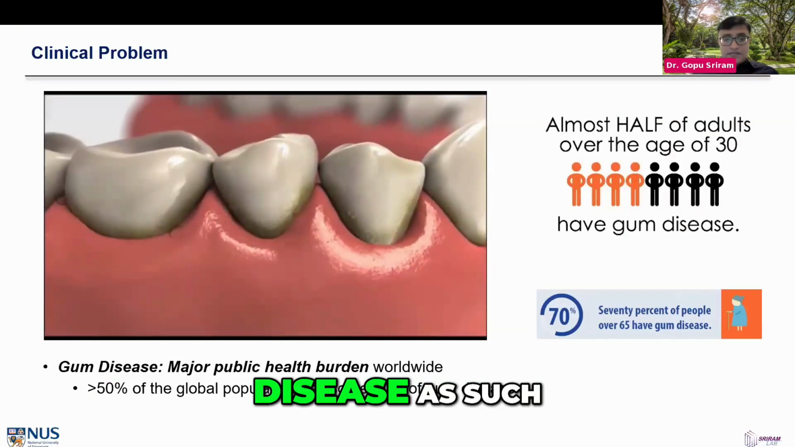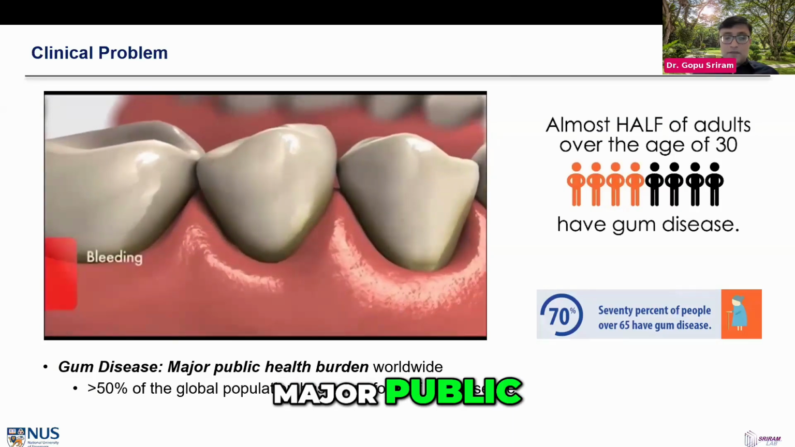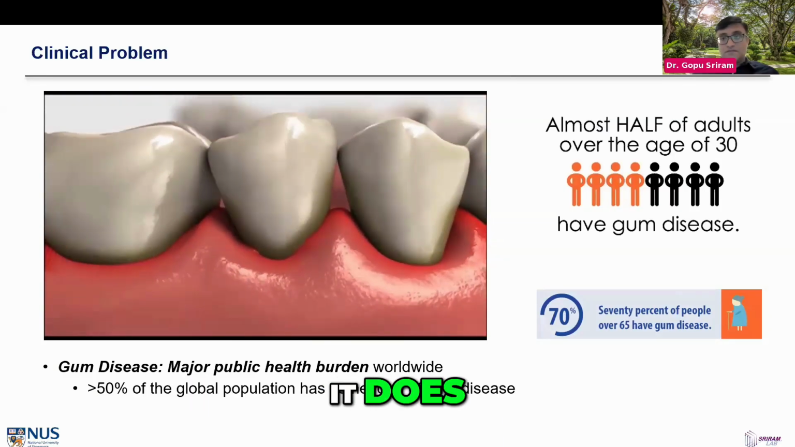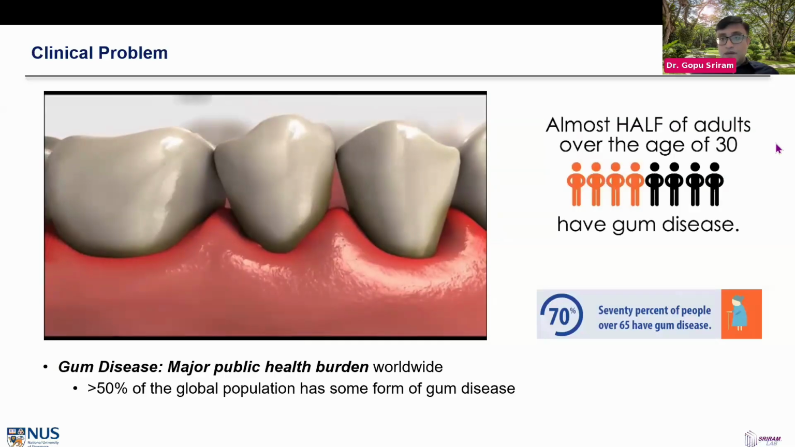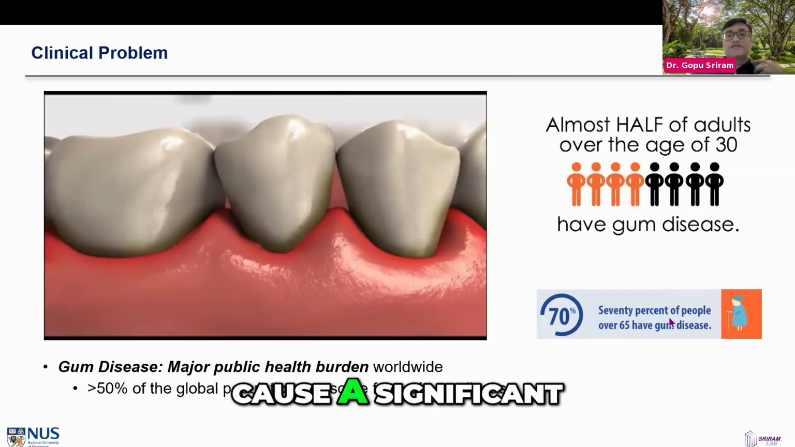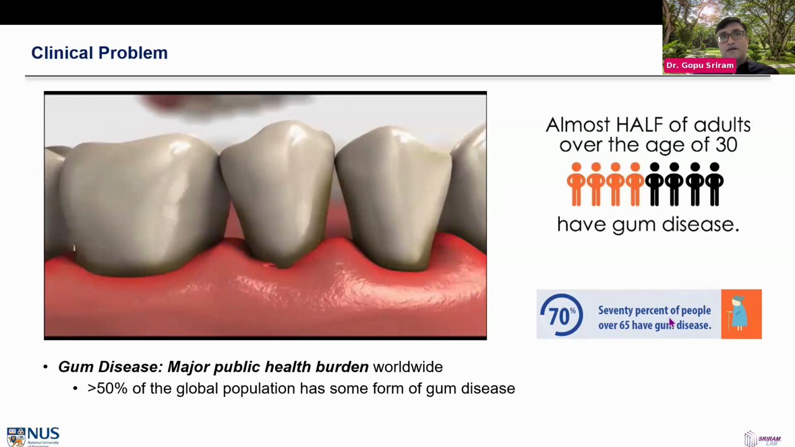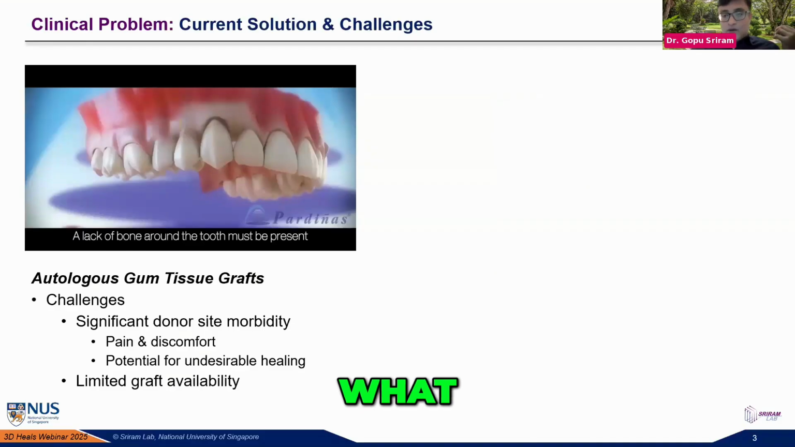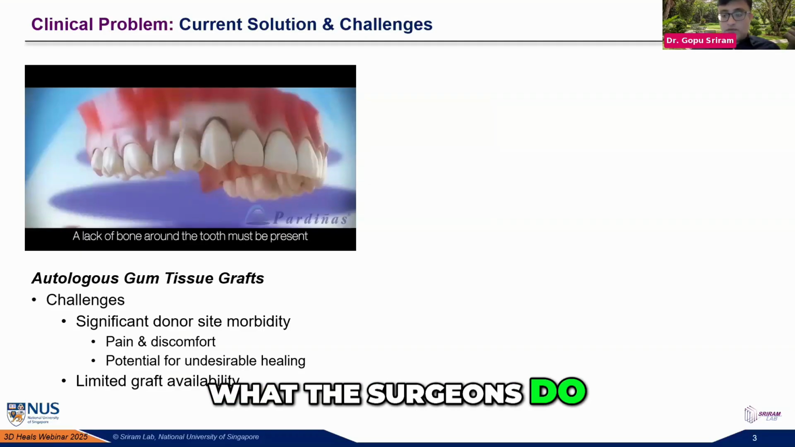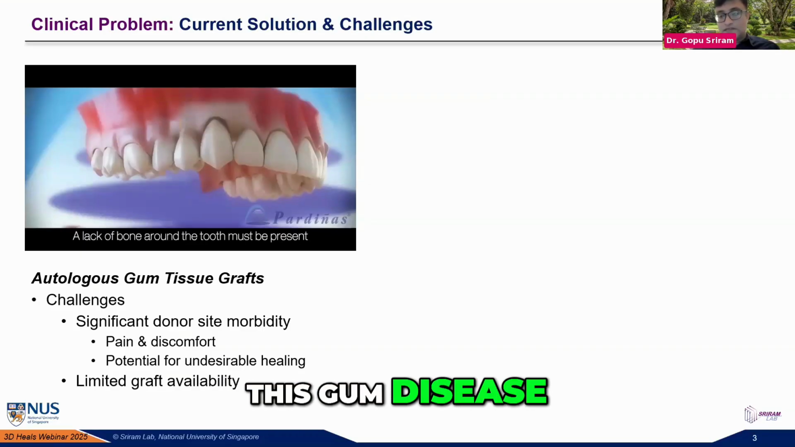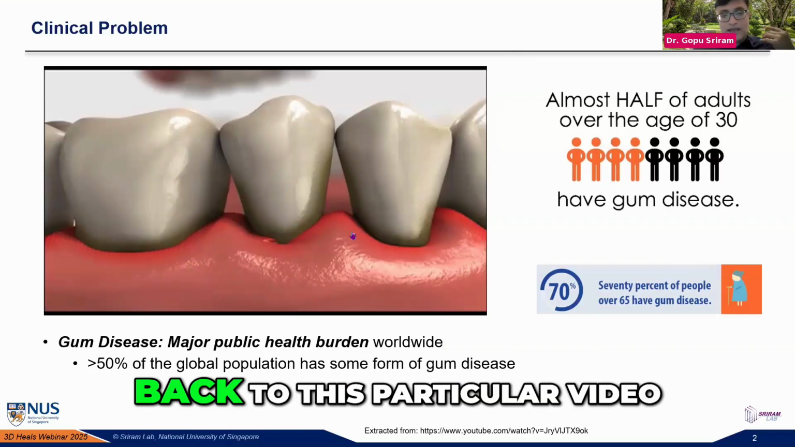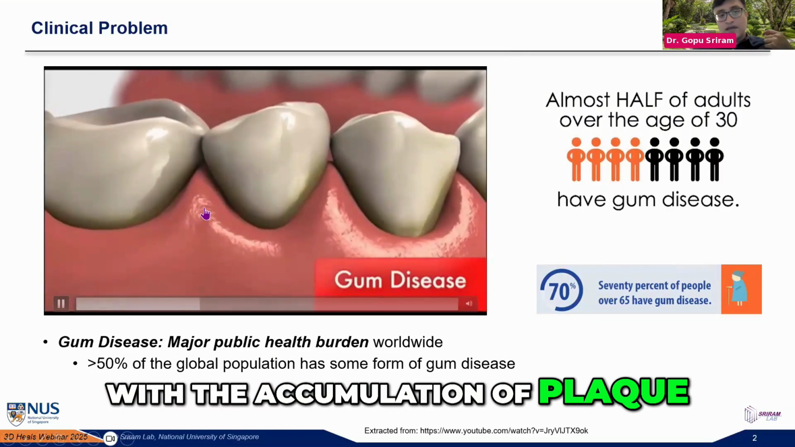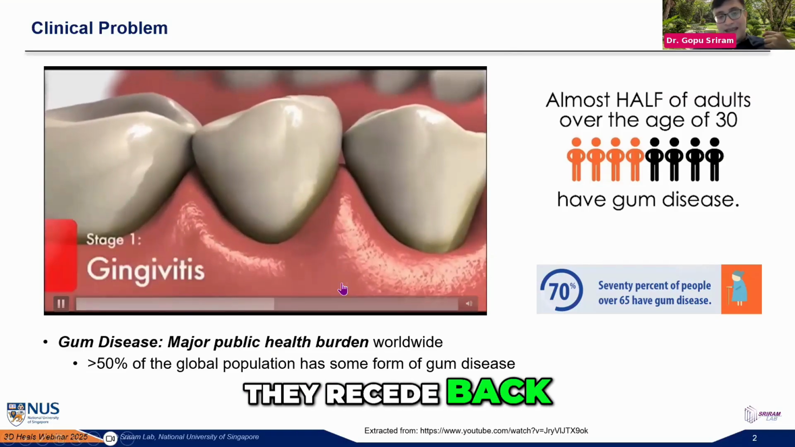If you take gum disease, it's one of the major public health burdens. Though not life-threatening, it does cause a significant burden in terms of healthcare. But what the surgeons do in terms of treating this gum disease, over time, what happens is that, when I go back to this particular video, with the accumulation of plaque, the gum tissues recede back, right?